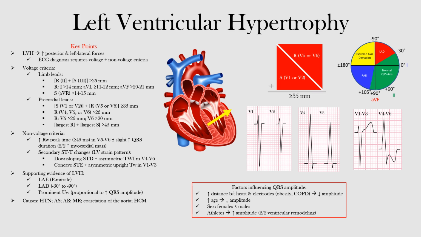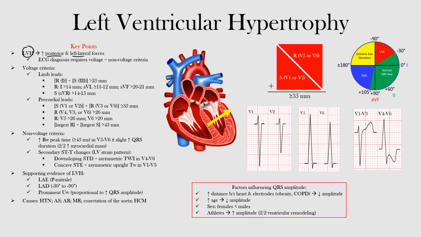When the ventricle hypertrophies, the flow of electricity through the heart changes, and so does the axis. Normally, the electrical axis is somewhere between -30 and +110 degrees. However, if the left ventricle hypertrophies, there will be greater posterior and left lateral electrical forces. So if you look here, again, with the left ventricle hypertrophying, we have an increase in posterior and left lateral forces.